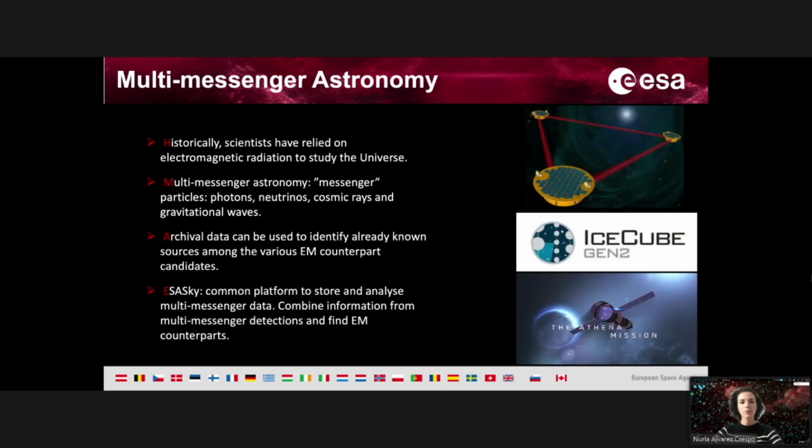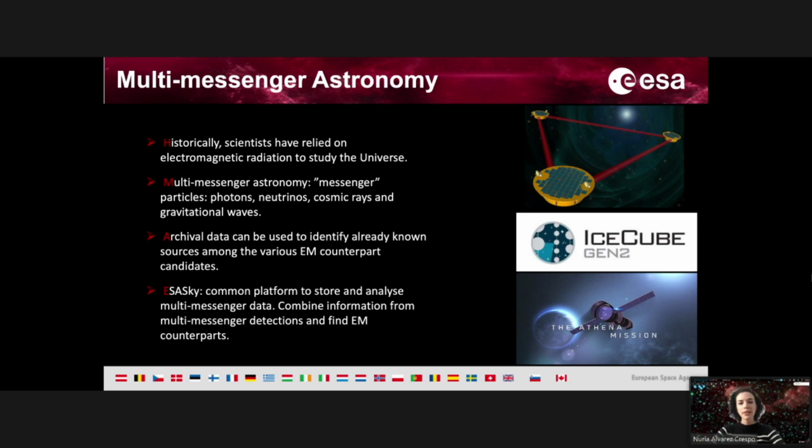The advent of new multi-messenger observatories in the next years will drastically increase the number of detected sources. For instance, in gravitational waves, it is expected to detect several per month or even per week. They will need prompt follow-up to determine their electromagnetic counterparts. So optimizing the usage of archives is really important. It is necessary to have common platforms to store and analyze multi-messenger data. And also archival data can be used to identify already known sources among the various electromagnetic counterpart candidates.